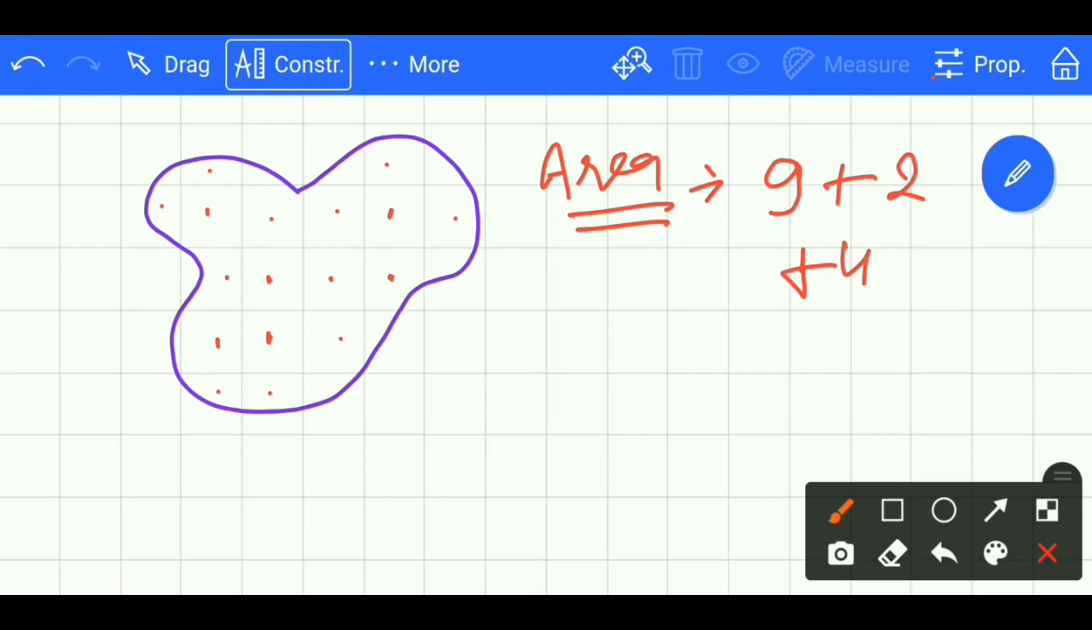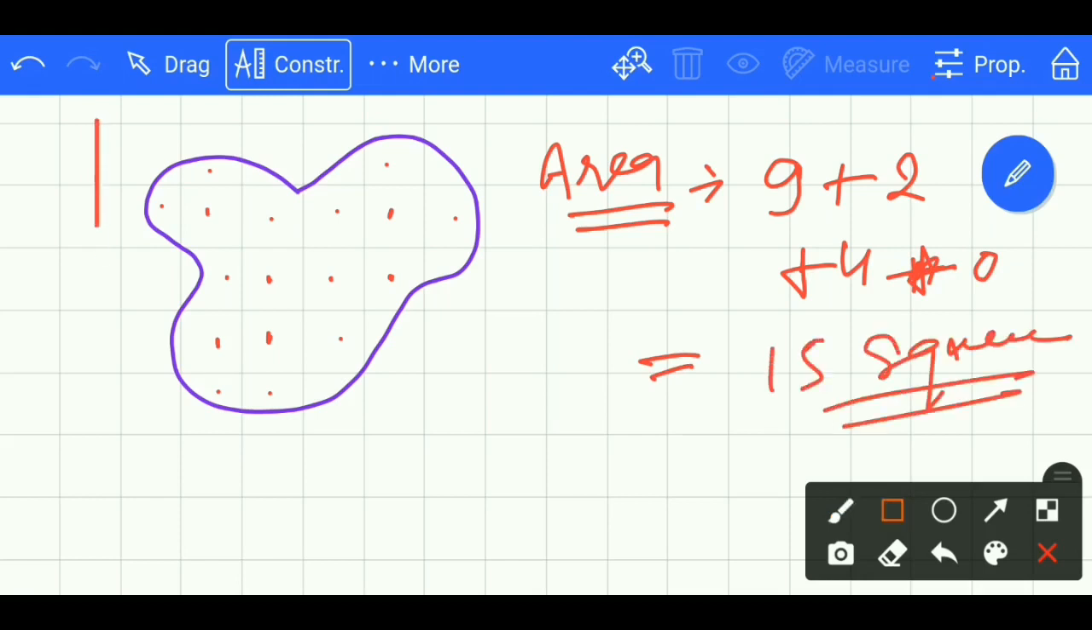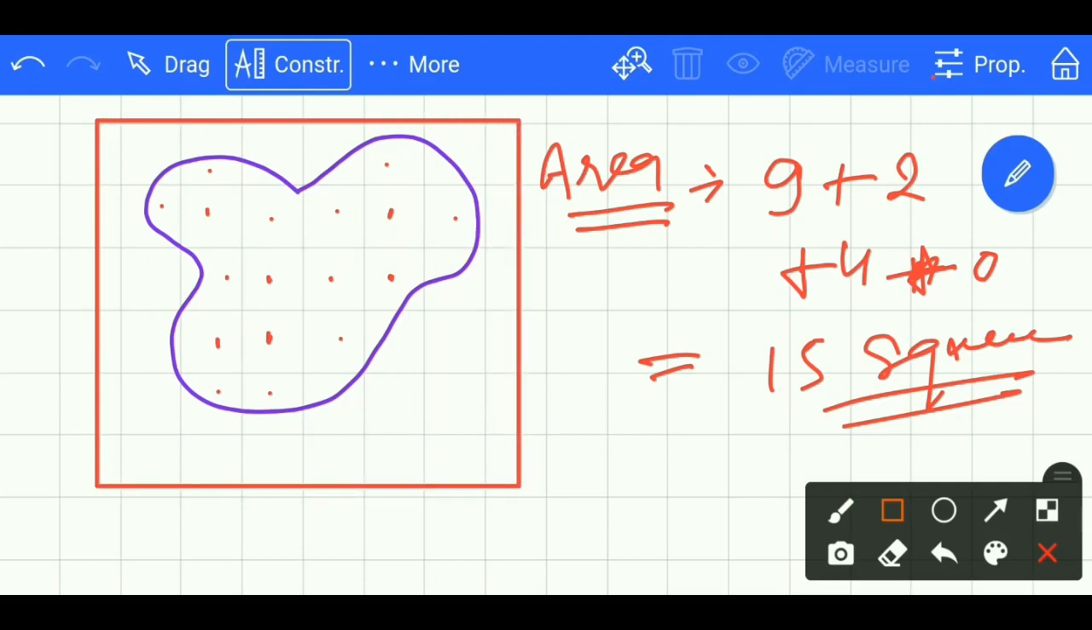Now how many squares are less than half filled? You will count the more than half filled square as 1 and you will count the less than half filled square as 0. The area of the less than half filled squares will be 0. Now the total area will be 9 plus 2 plus 4, 15 squares. So the approximate area of this irregular shape is 15 squares.